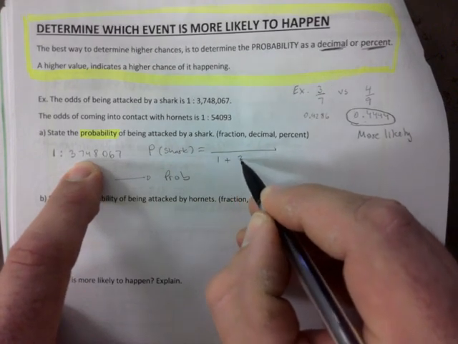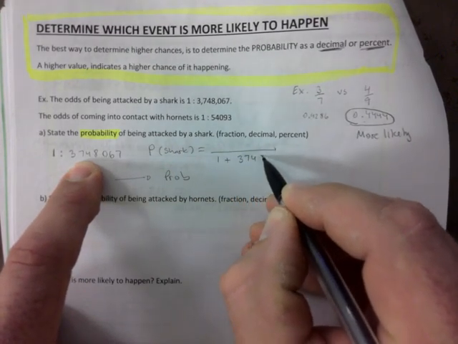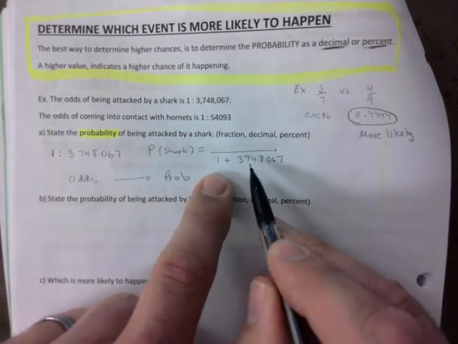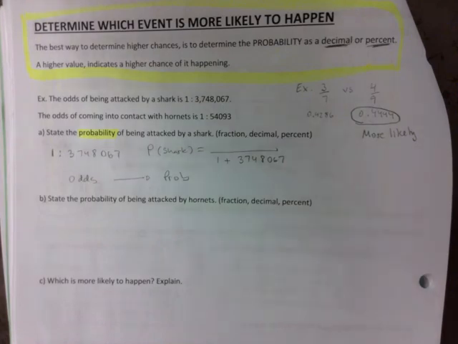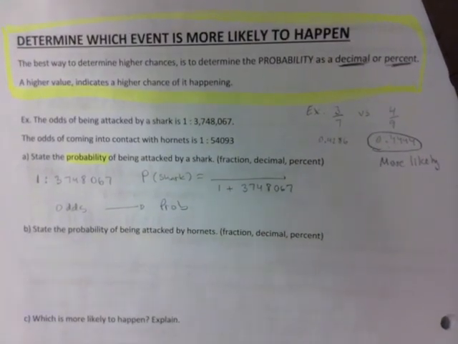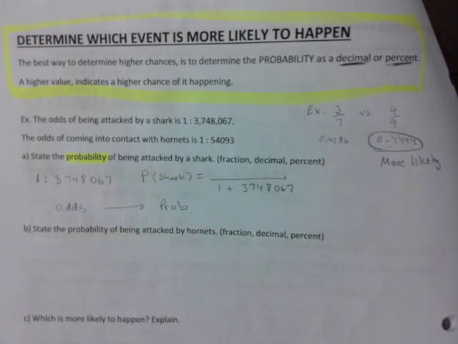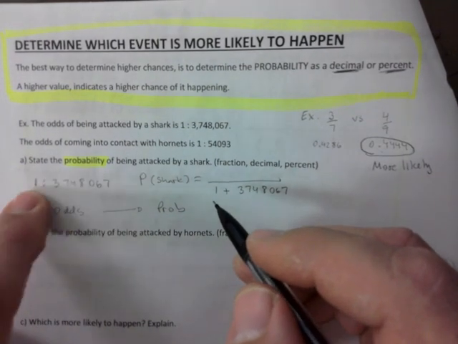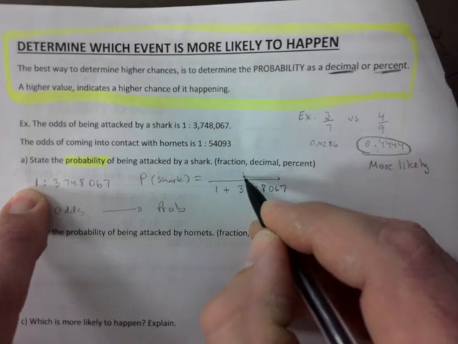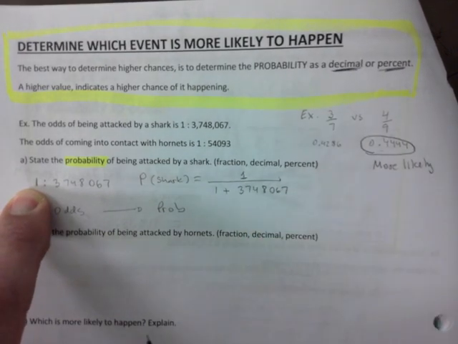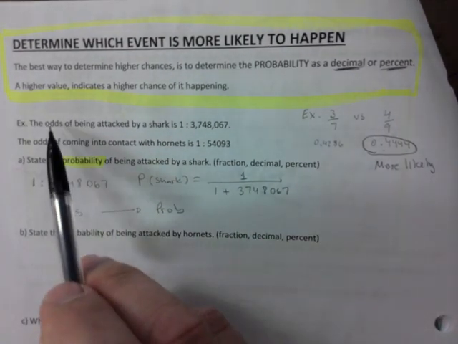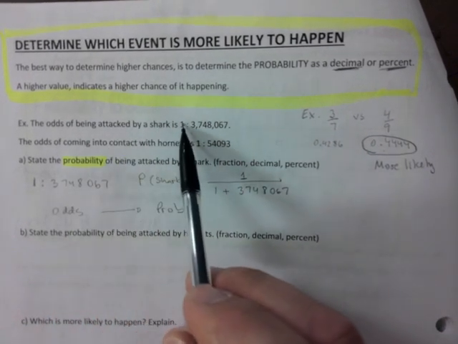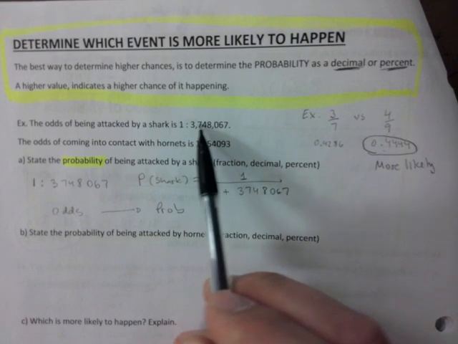1 plus 3748067, right? So you add these two up, that's your denominator, boom. Let's zoom in a little bit. And then the top is one of these two numbers. In this case, this number stands for being attacked by a shark, because remember, if it says odds of being attacked, that means that attacked is the first number and not being attacked is the second number.